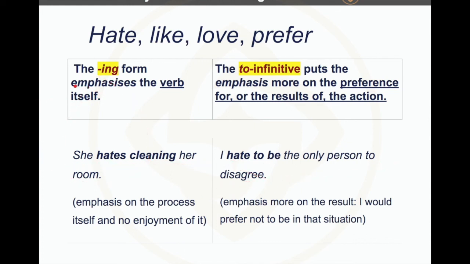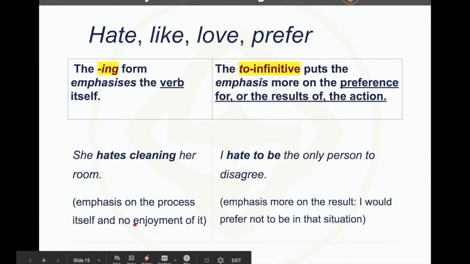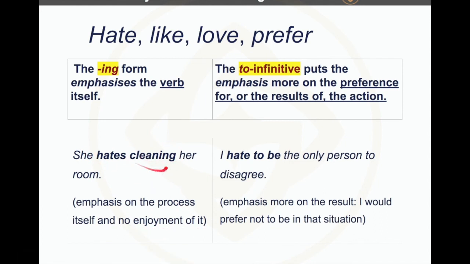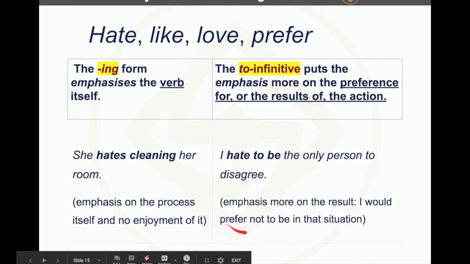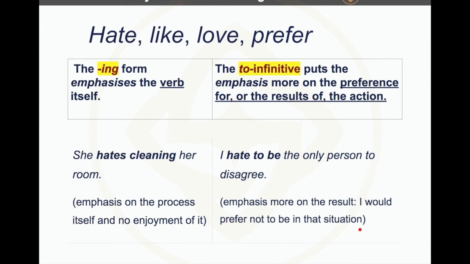In this case, we said that the ing form emphasizes the verb itself. She hates, the emphasis is on the process itself and no enjoyment of it. She hates cleaning. The focus is on the verb. Okay, she hates cleaning. The infinitive puts the emphasis more on the preference for. I hate to be the only person to disagree. Emphasize more on the result. I would prefer not to be in that situation, for example. Okay?